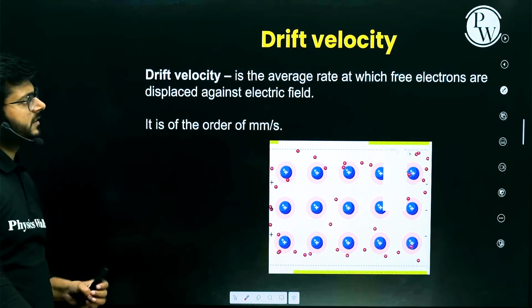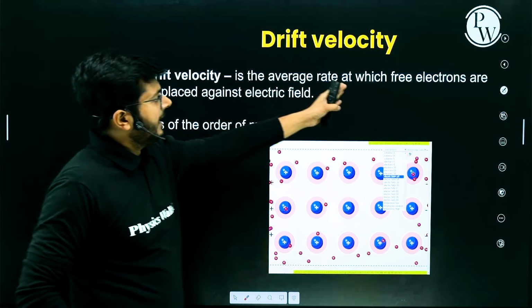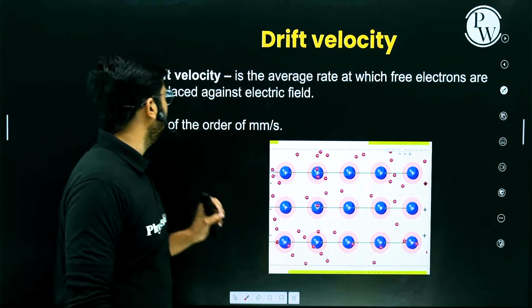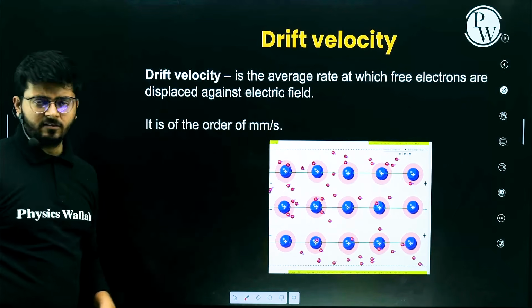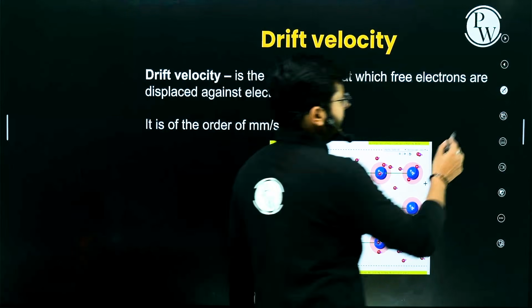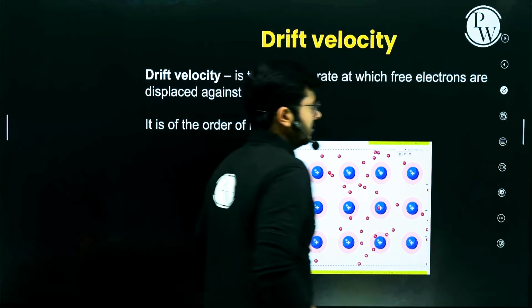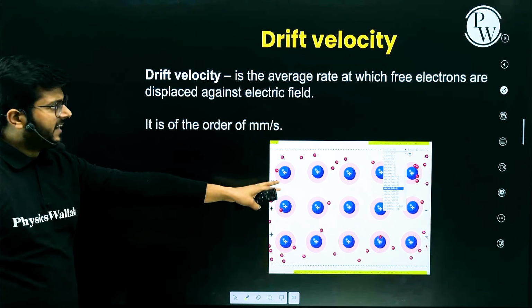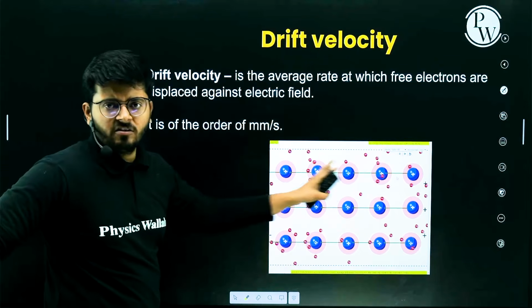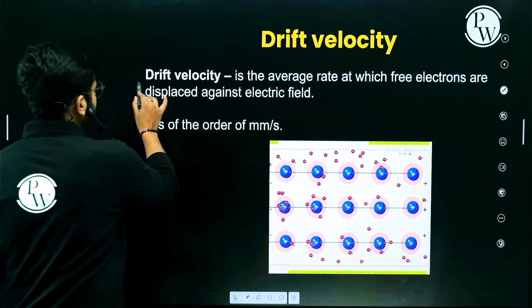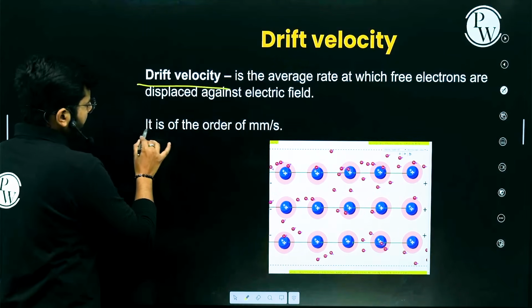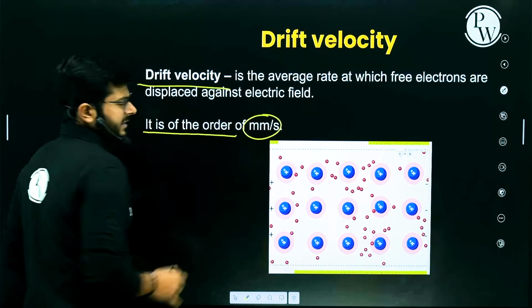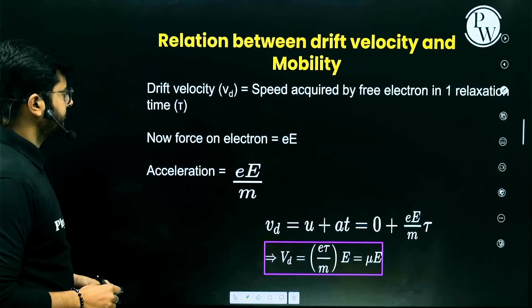Okay, so what is drift velocity? The average rate at which the electrons are displaced against the electric field. Drift velocity is against the external electric field. So again, the average rate at which electrons are drifting against the external field is the drift velocity, right? It is in the order of millimeter per second. It is very slow, right?